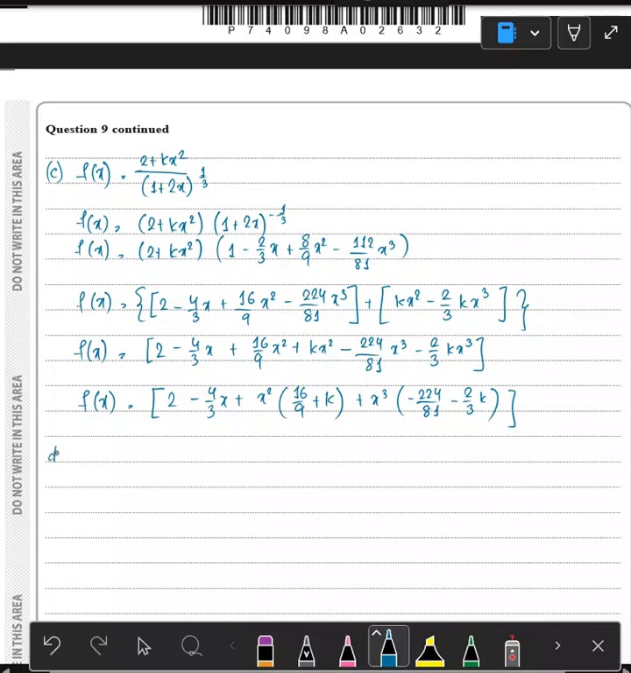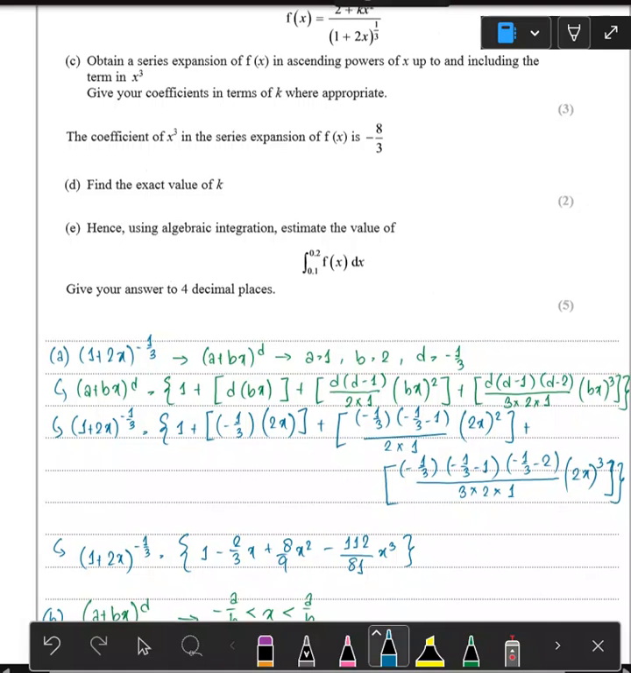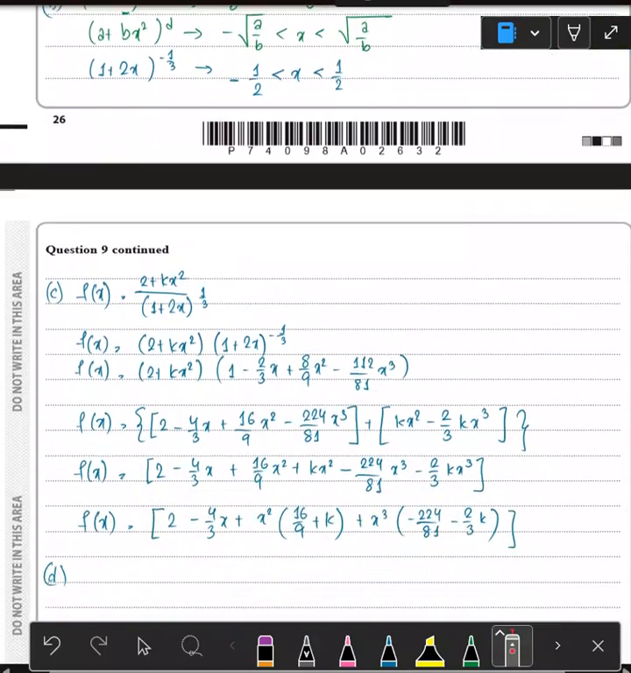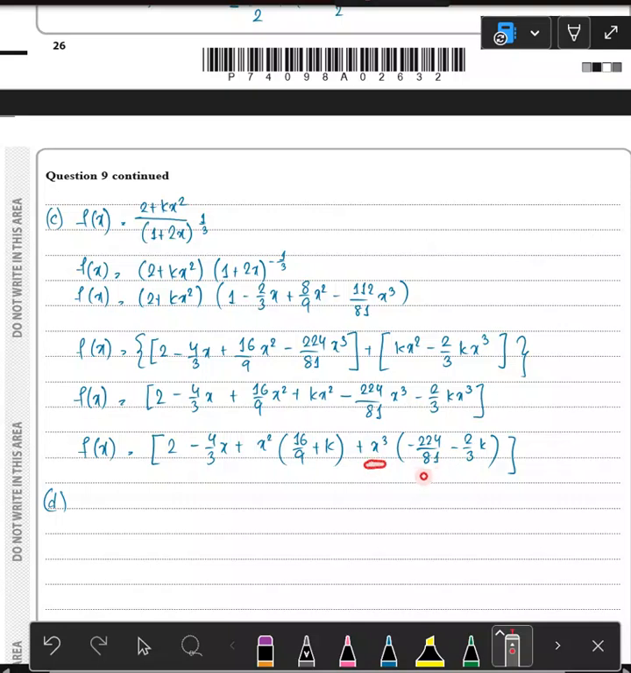Now for part D, if I go up again to the question, they have said that the coefficient of x cubed in the series expansion is negative 8 by 3. Find the exact value of k. So they have said that the coefficient of x cubed is negative 8 by 3. And for our part, we got the coefficient of x cubed to be negative 224 by 81 negative 2 by 3k. So we can equate that.